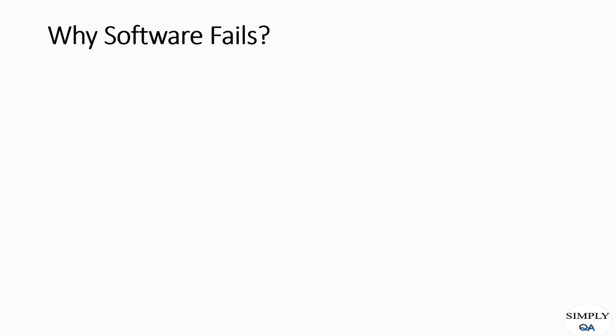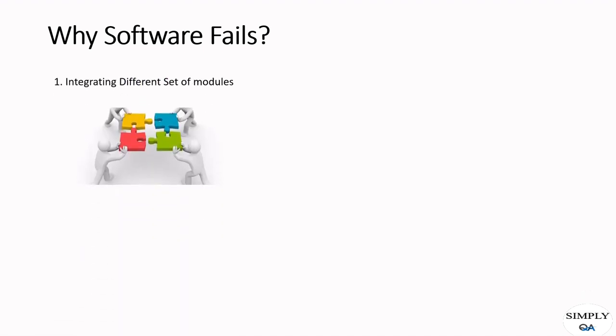Now let's see why software fails. So guys, there are many reasons for software failure. Let's see one by one. Integrating different sets of modules. If we take any particular application, there will be different sets of modules, right? Even if you take Ola, there will be a login module, entering pickup and drop point is a particular module, listing the cab is a particular module, payment is a particular module.